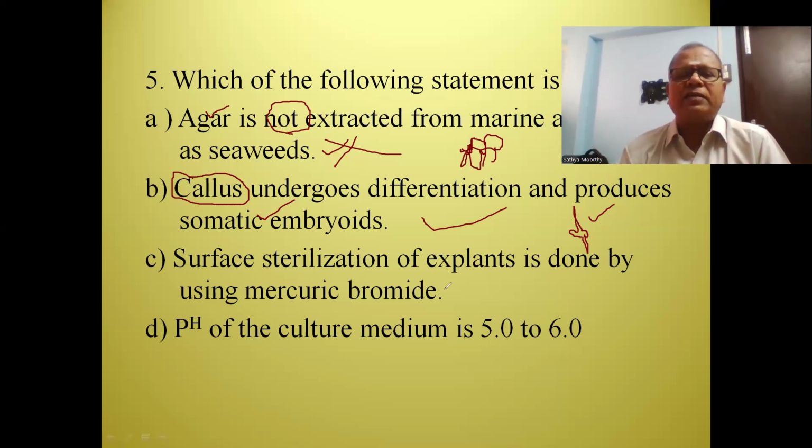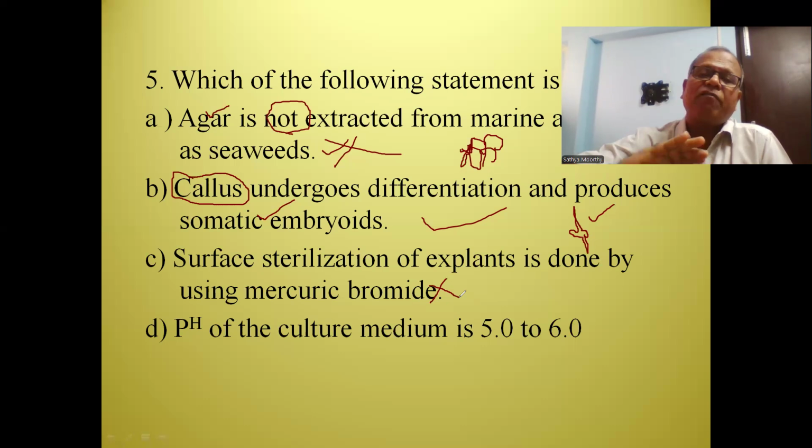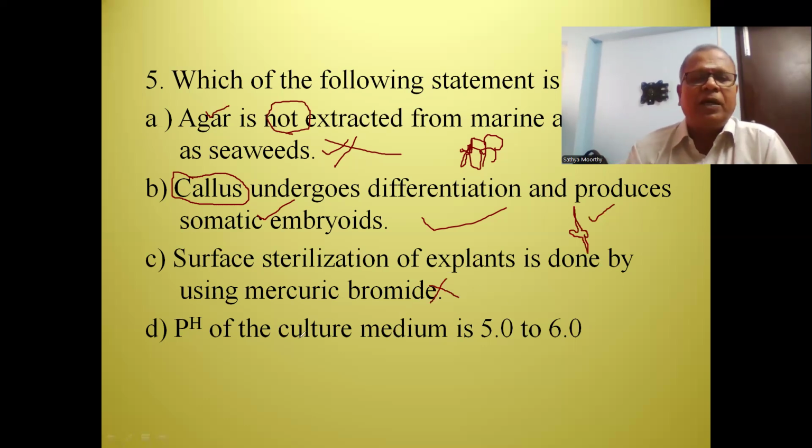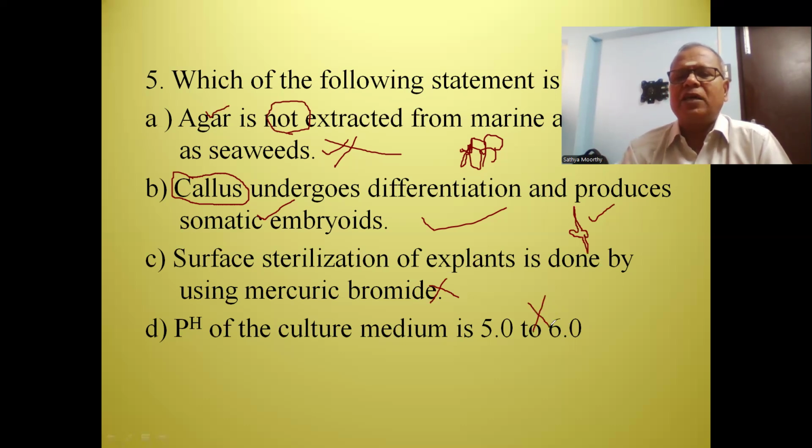Then, surface sterilization of the explant is done by using mercuric bromide. Surface sterilization means the sterilization of the surface of the explant by using sodium hypochlorite, calcium hypochlorite and mercuric chloride. So this is incorrect. The pH of the culture medium is 5 to 6. It is not 5 to 6; it is 5.6 to 6. So this is also incorrect. So option B is the correct answer. Anyhow, we check the key, the answer.